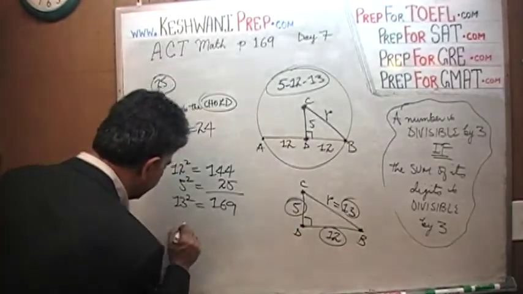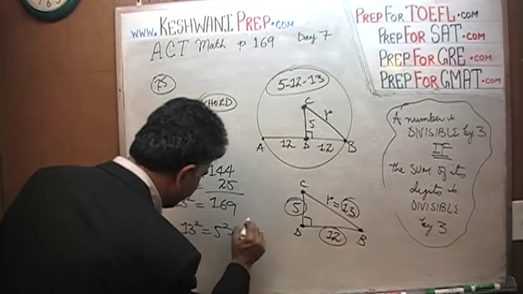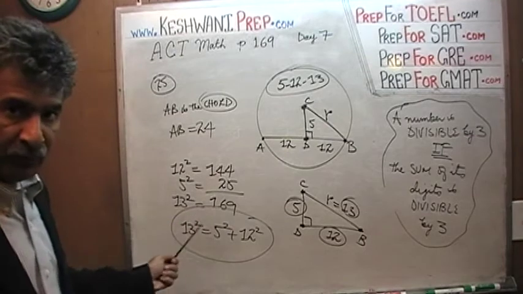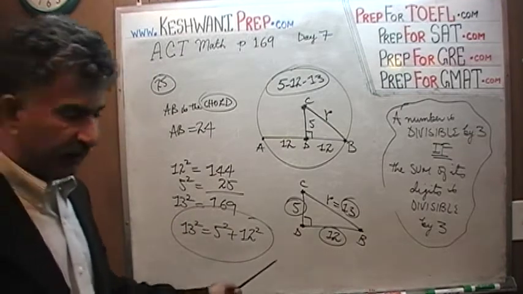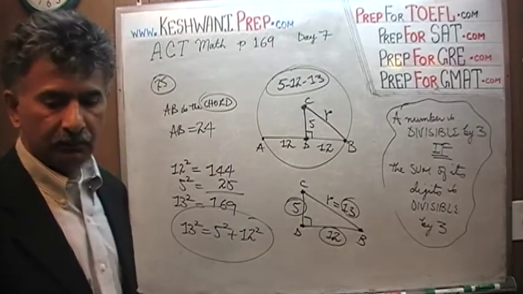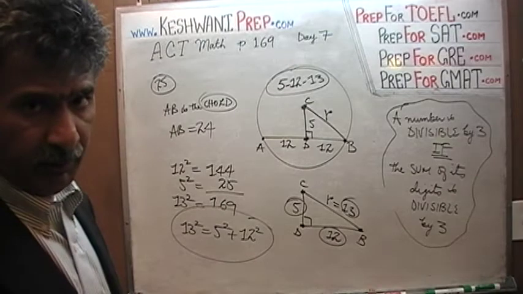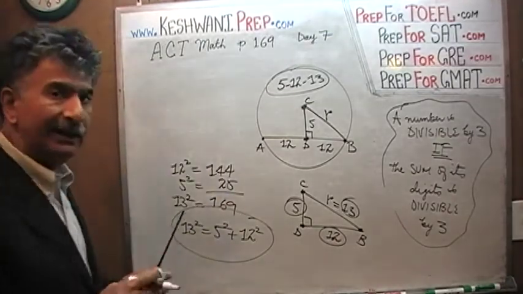Why is 13? Because 13 squared happens to be equal to 5 squared plus 12 squared, which is the Pythagorean theorem. But we wouldn't have had to do all this work had we been able to recognize immediately that it's a 5, 12, 13 triangle. Do you understand? That's all. Let's do one more 5, 12, 13 triangle, shall we? Let's do one more. I'm going to do it on this side here. A 5, 12, 13 triangle incognito.